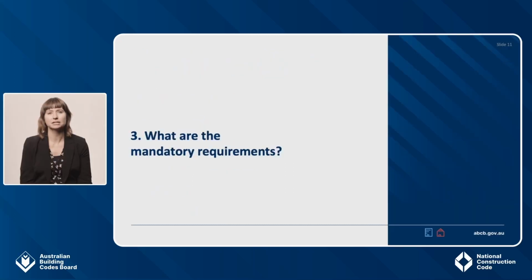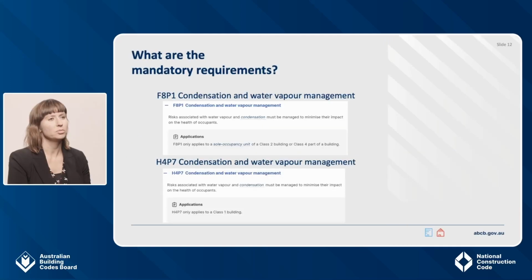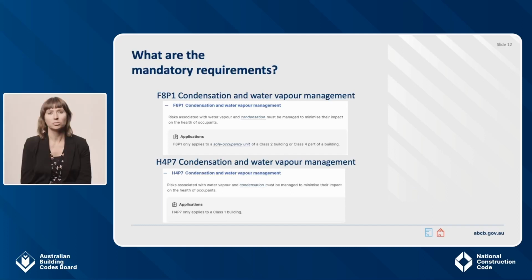Before we get into the detail, let's talk through the mandatory requirements, which are the performance requirements for condensation and water vapour management. The performance requirement for condensation and water vapour management in NCC 2022 has not changed compared to NCC 2019. In NCC 2022, it is known as F8P1 in NCC Volume 1 and H4P7 in NCC Volume 2. Both NCC volumes have the same performance requirement, which states risks associated with water vapour and condensation must be managed to minimise their impact on the health of occupants.